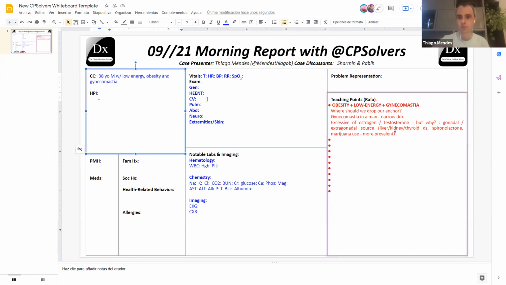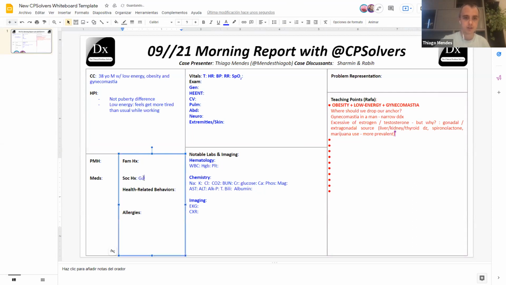Okay, so for liver disease, you can't metabolize estradiol, so estradiol is high, so that's the reason you have gynecomastia and all of those things. For this case, he did not notice difference in his puberty compared to others, and for his low energy, I asked for more data about it, and he said he gets more tired than usual while working. He's a garment worker, and he said his peers have a much better performance than his, and he does not exercise.